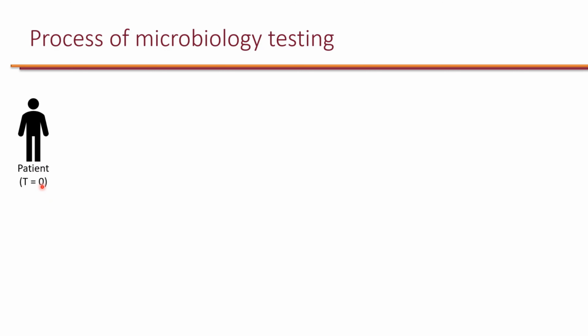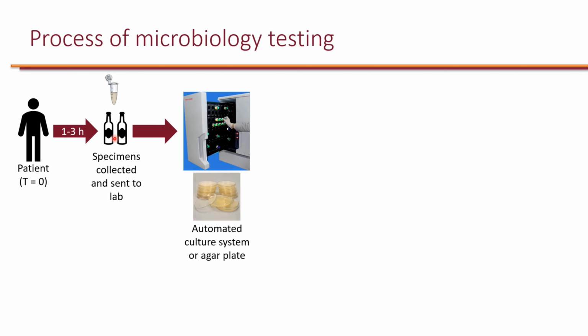So when the patient presents with symptoms and signs of an infection, we'll call this time zero. And typically, it will take anywhere between 1 to 3 hours for clinicians to examine the patient and, if necessary, collect specimens. And these specimens will be from the site of infection. For example, it could be blood or urine or any other specimen. And then the specimen will be sent to the microbiology lab for testing.